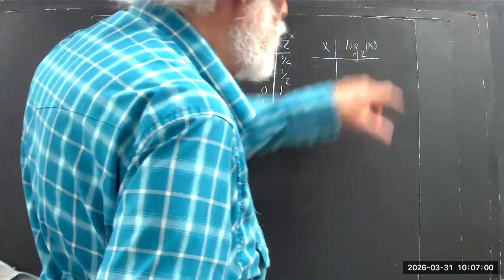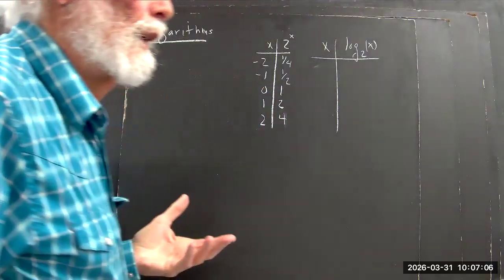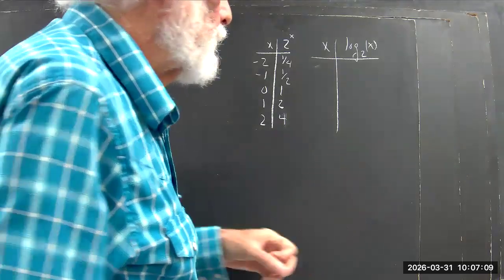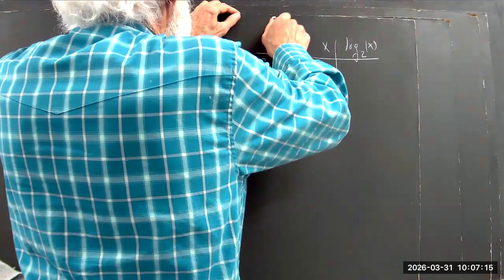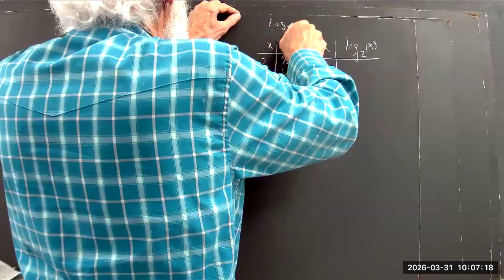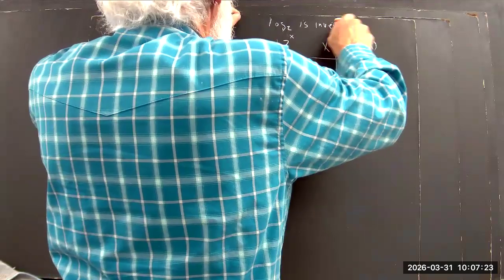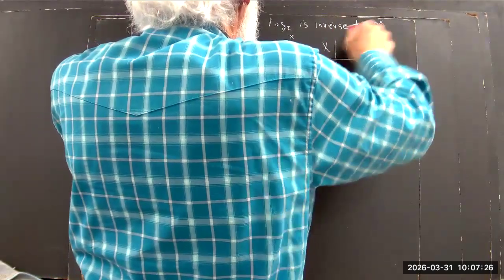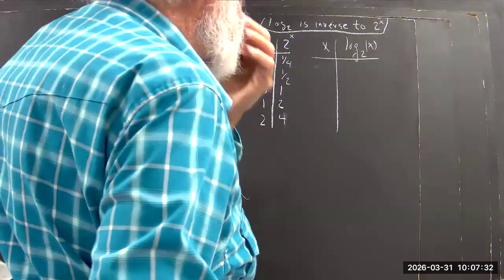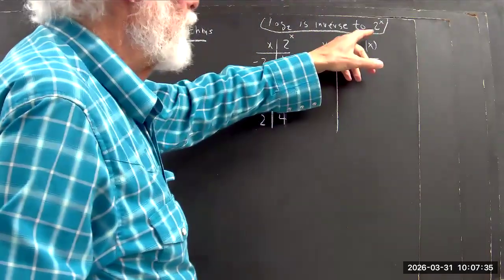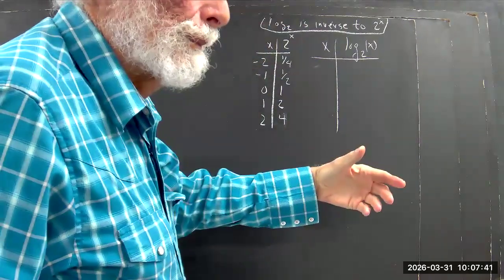Now we want to make a table for log 2 of x versus x. What in the world is log 2? Well, log 2 is the inverse function to the 2 to the x function. Statement here: log 2 is the inverse to 2 to the x. That means if you calculate 2 to the x and then apply log 2, you get x.